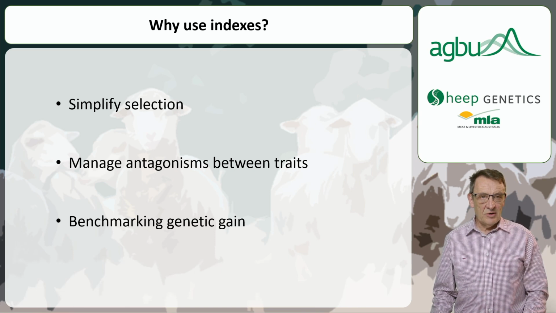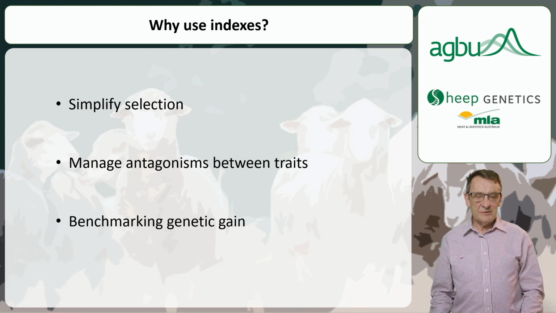Finally, indexes are very useful for benchmarking genetic gain, because one of the things we can do is predict the likely genetic gain in traits from selecting on an index. And when we look at the genetic gain in Merino Select and other sheep evaluations, we find that the changes seen in individual traits often align well with those predictions.